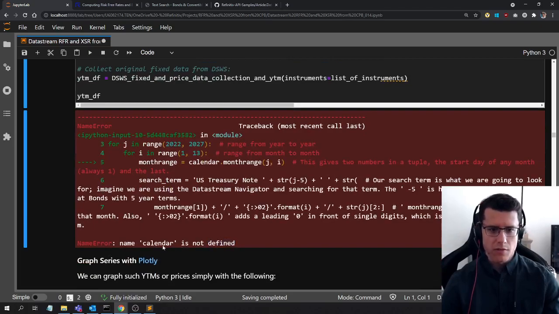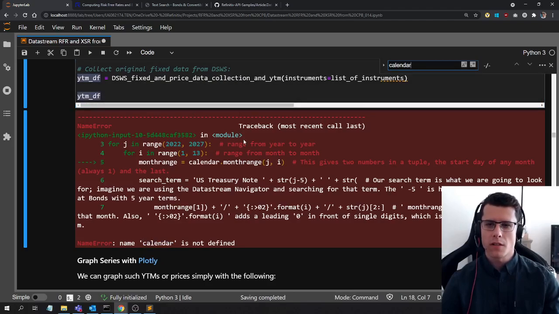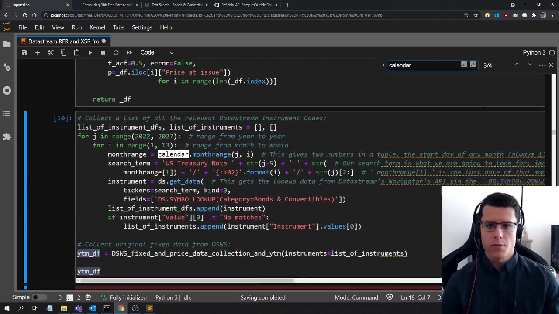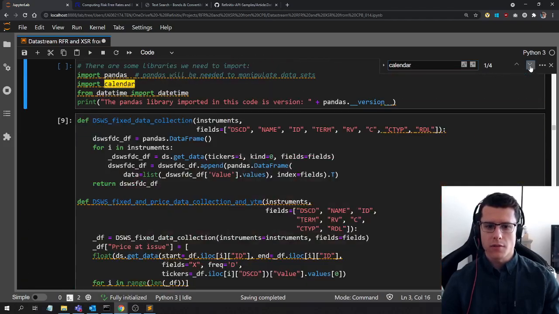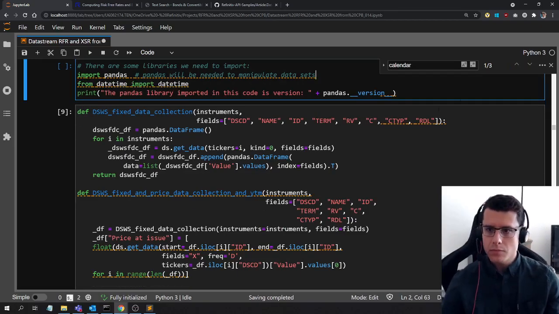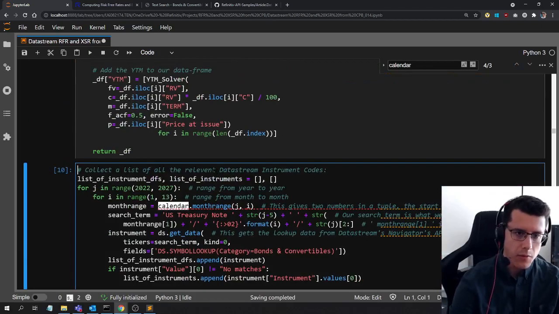What I must have done is I must have defined calendar below. Not done it on purpose. Define calendar. 1, 2, 3. Yeah. That's exactly what I've done. There it is. Found it. Import calendar. Up. Let's find the cell it's in and let's import it in there.